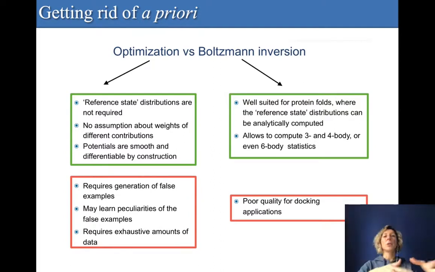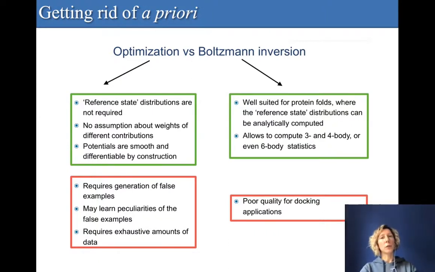Okay, so for the optimization, the reference state distributions are not required. There is no assumption about the weights of the different contributions, and you can use potentials that are smooth and differentiable by construction. But you need to be careful in the way you design your training sets. You need to generate false examples. You cannot just learn from positives from the PDB, because these are not just statistics. You need to be able to distinguish what is a protein from what is not a protein, and you may learn peculiarities, you may overfit.